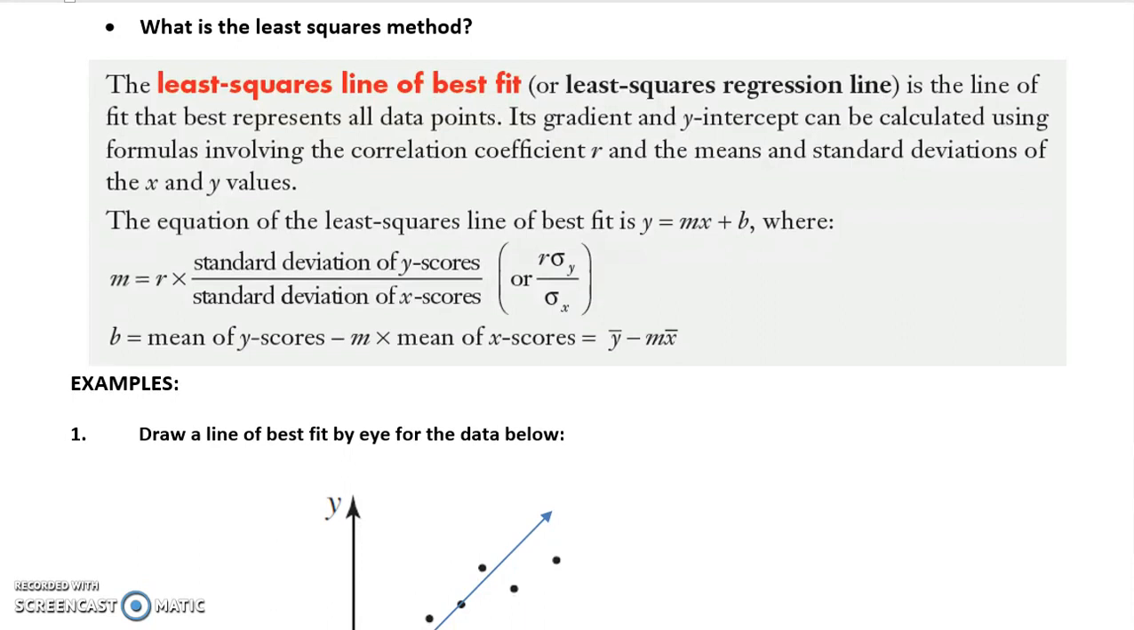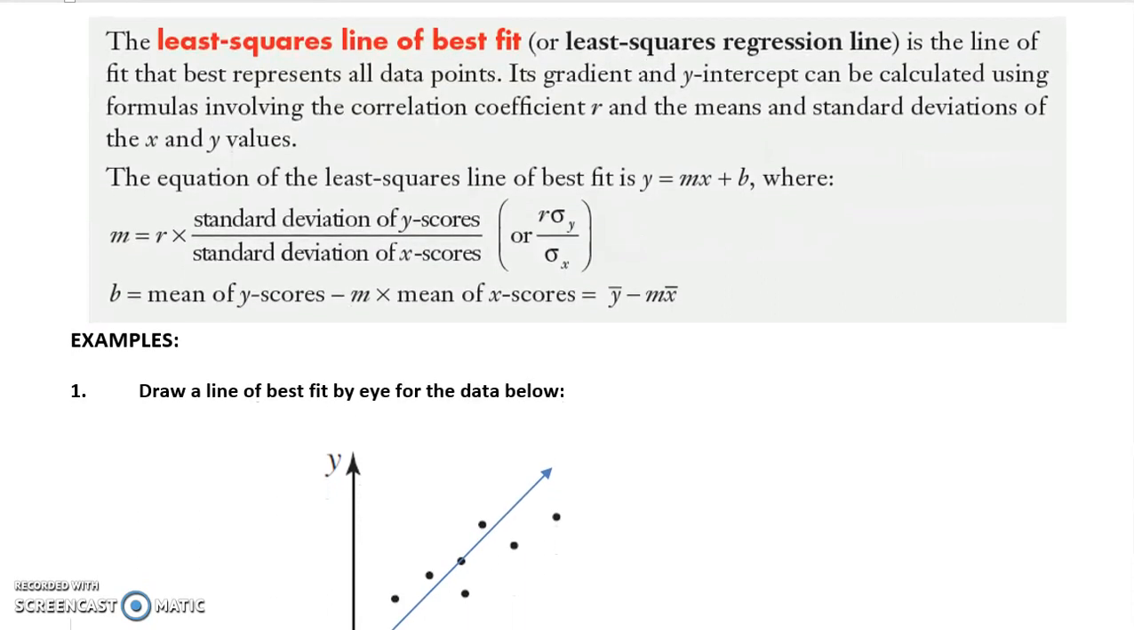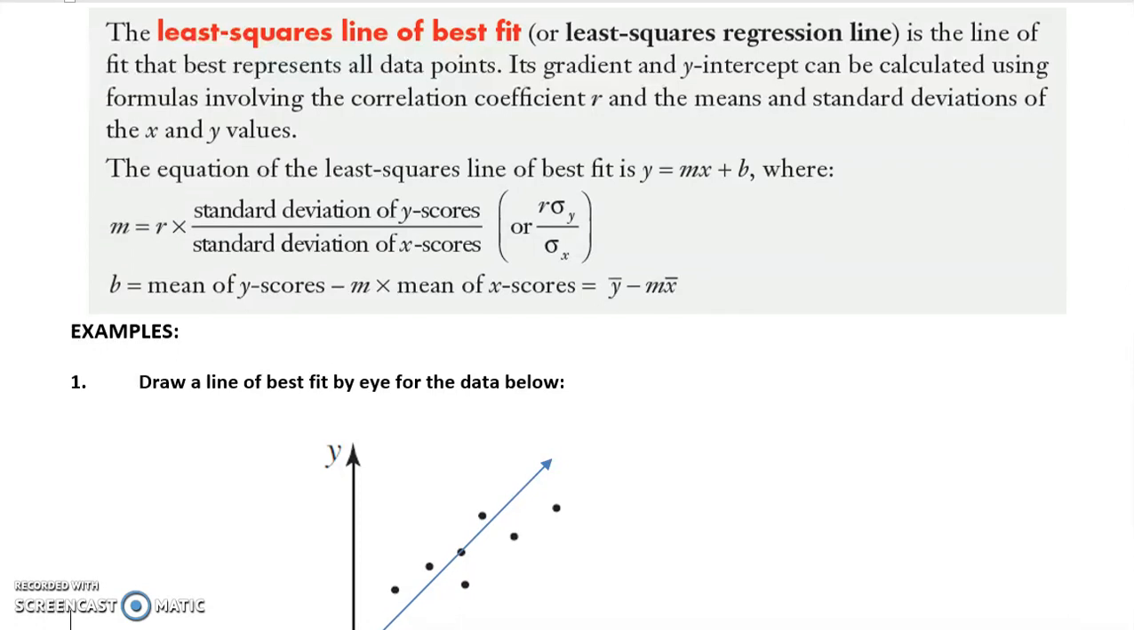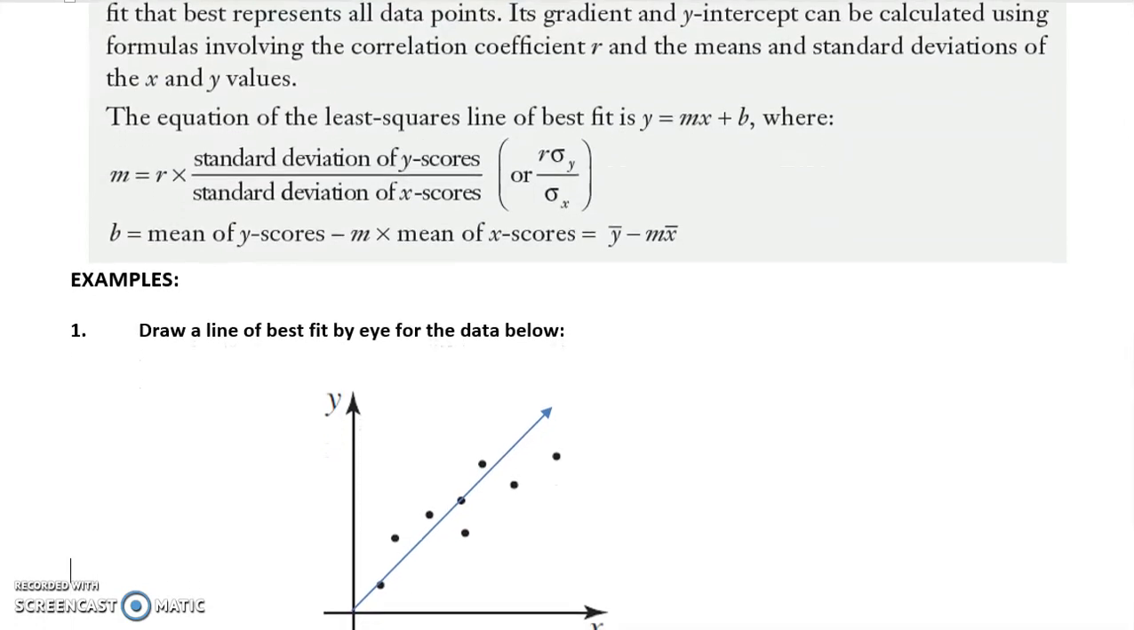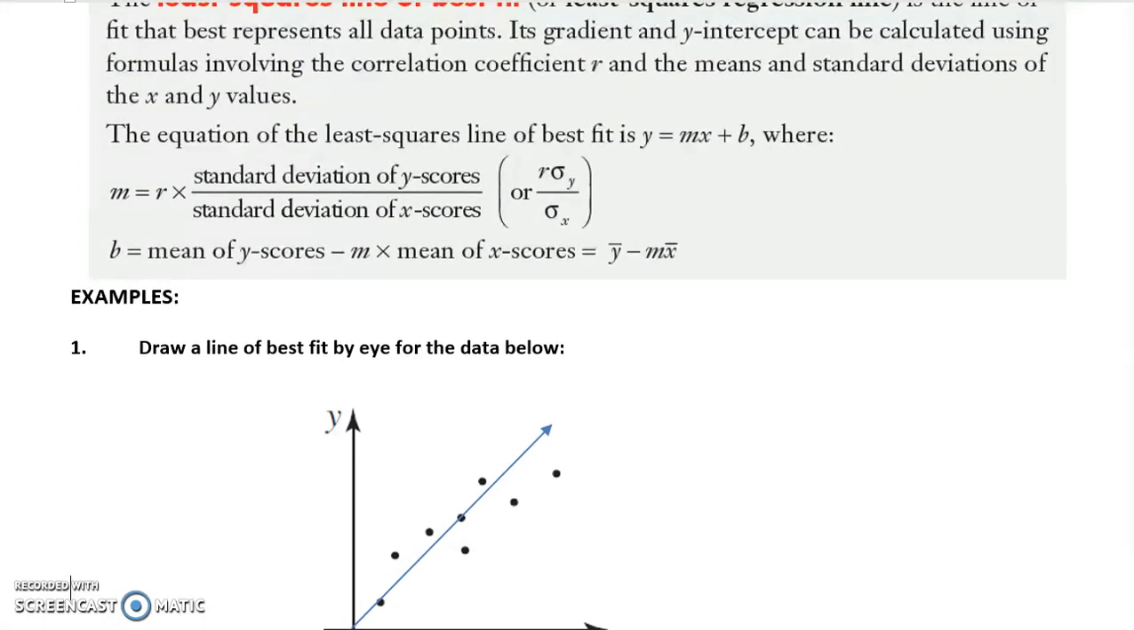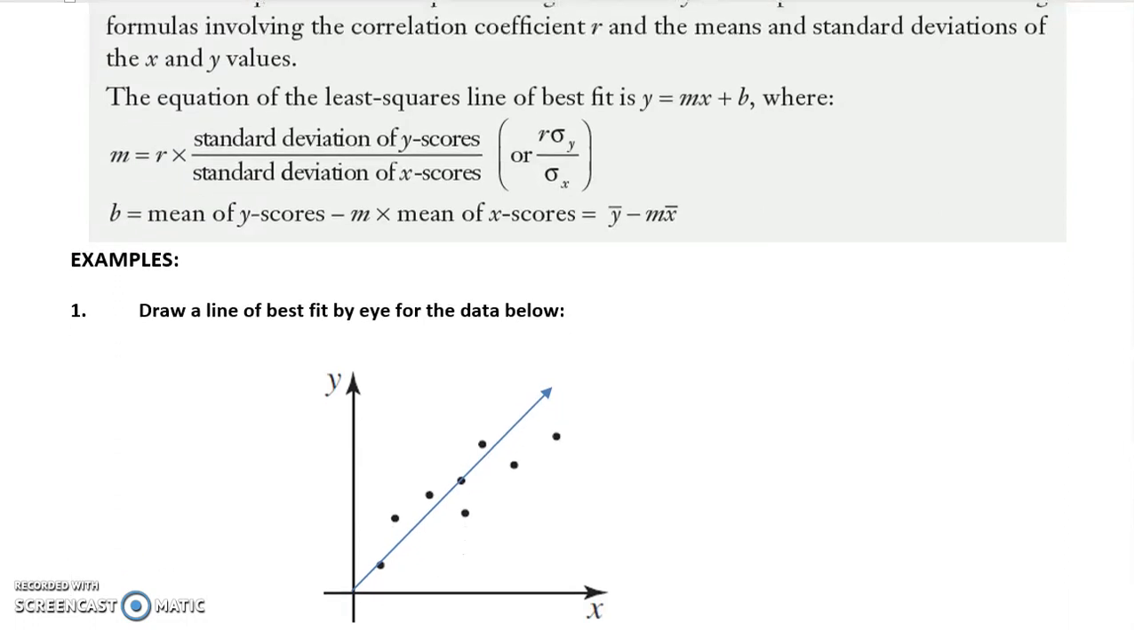Least squares method, this is probably the new bit. This is looking at a special kind of line using a least squares method where it represents all the data points. So we've got these special rules here. In this method, we'll be using the gradient, the y-intercept, as well as the correlation coefficient, which we learned how to calculate last time, and the means and standard deviations of both x and y values.